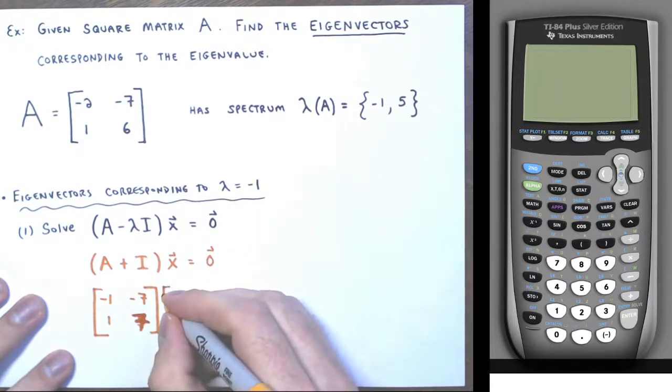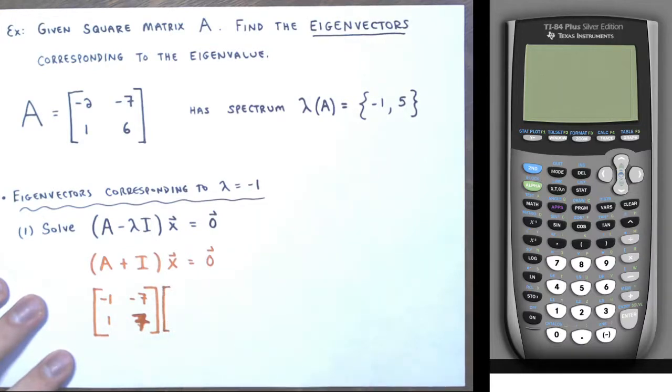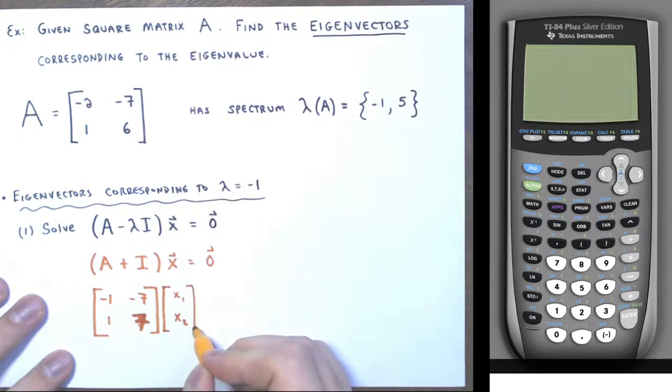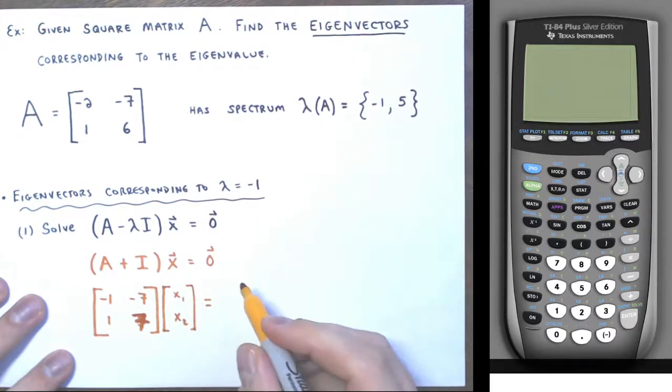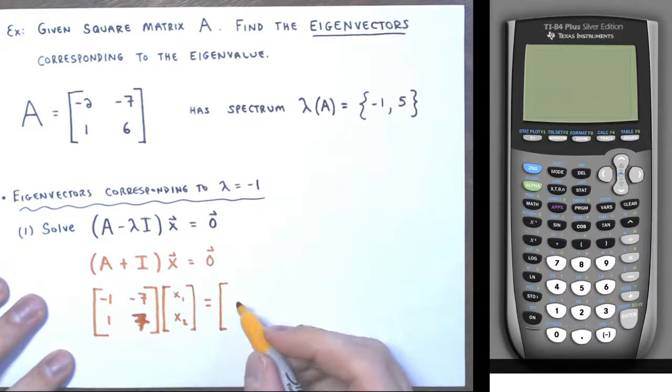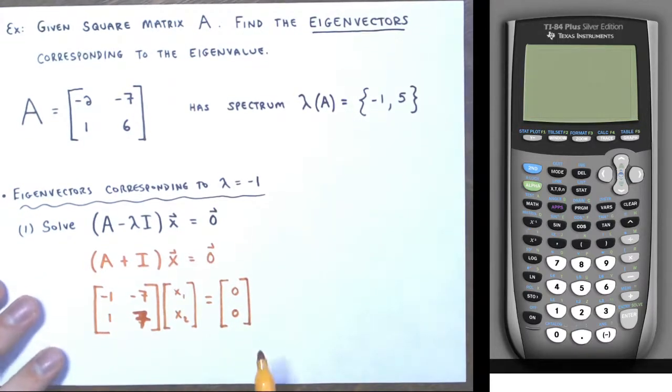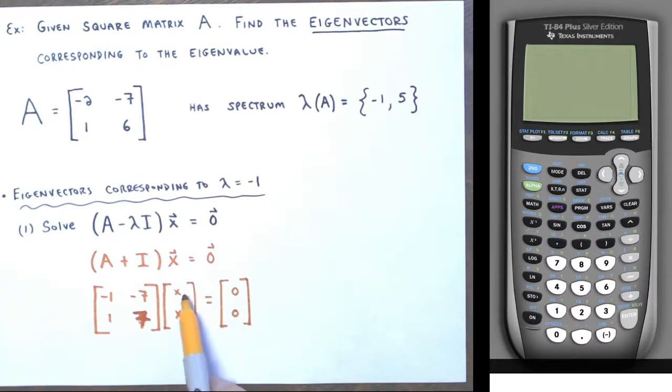Times, and then vector x. All right, now the vector x would have to be a 2 by 1 vector. So let's say it has components x1 and x2. And I want this to be equal to the 0 vector, which would again be the 2 by 1 0 vector, right? The 0 vector from R2. Right. Okay, and then hopefully this looks familiar, right? This is actually like a system of equations involving this x1 and x2.